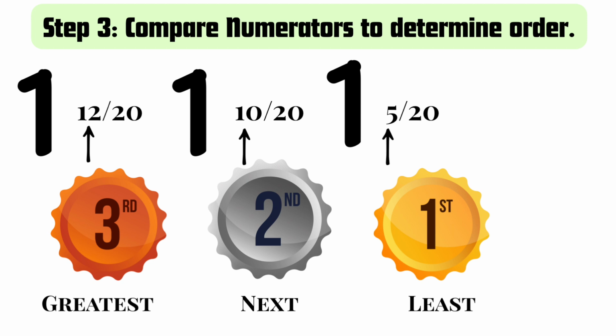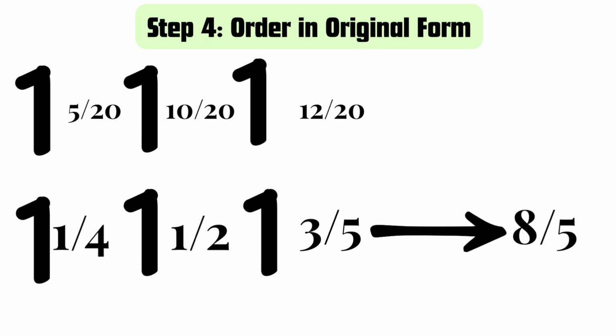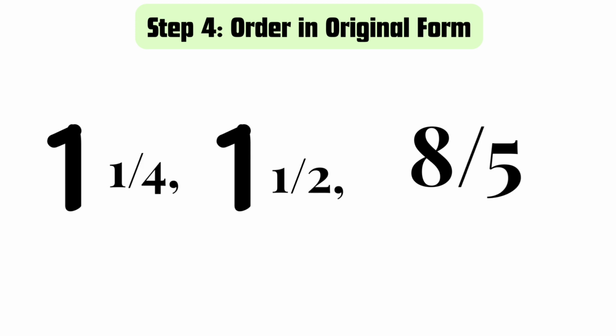The order from least to greatest is 1 and 5/20, which was originally 1 1/4, then 1 and 10/20, which was originally 1 1/2, and finally 1 and 12/20, which we had converted to the mixed number 1 3/5 and was originally given as the improper fraction 8/5.